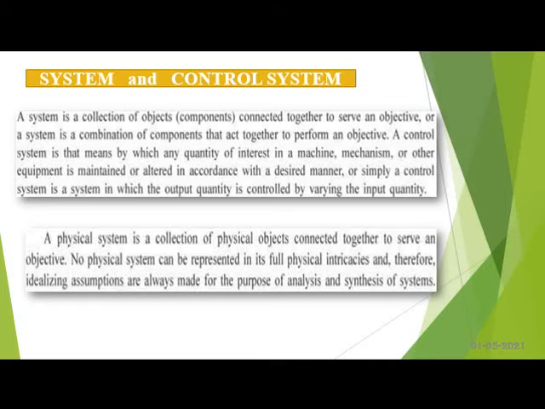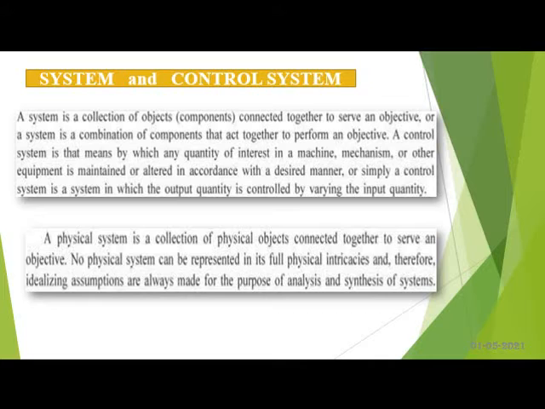The system and the control system. First, let us understand what a system is. A system is a collection of objects or components connected together to serve an objective. Nothing but a combination of components that act together to perform an objective.